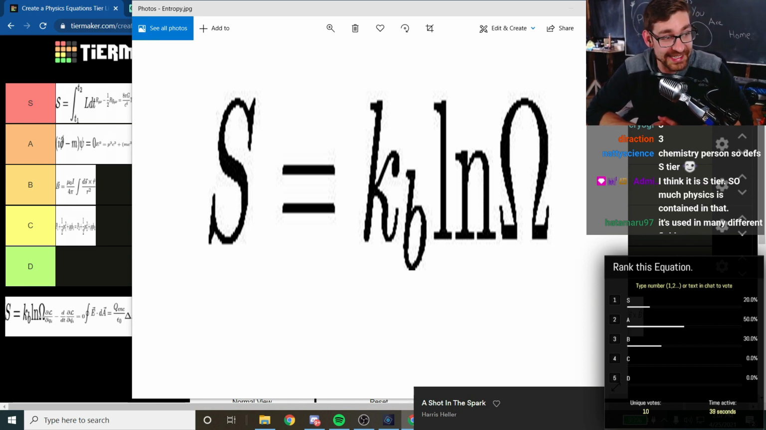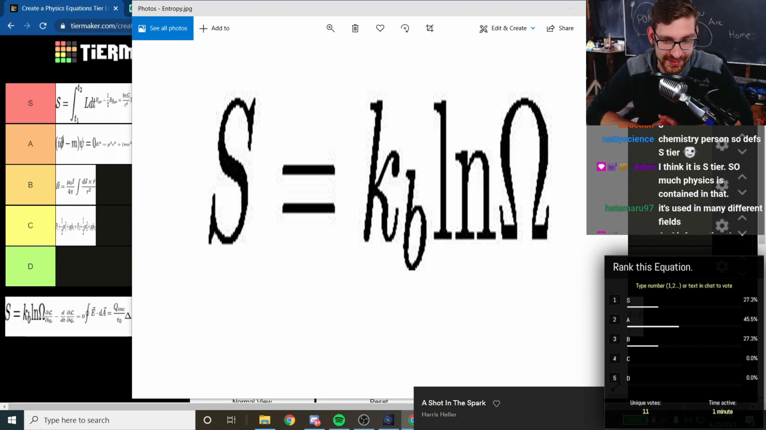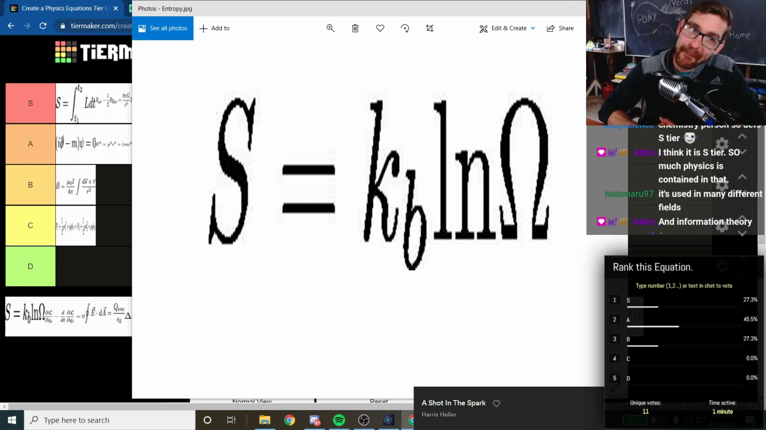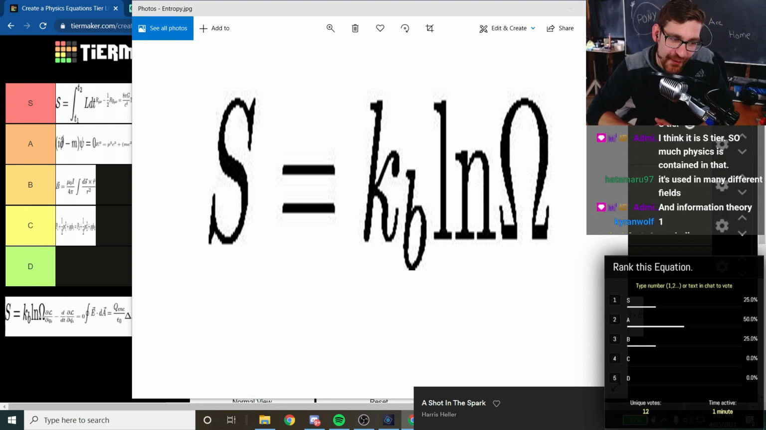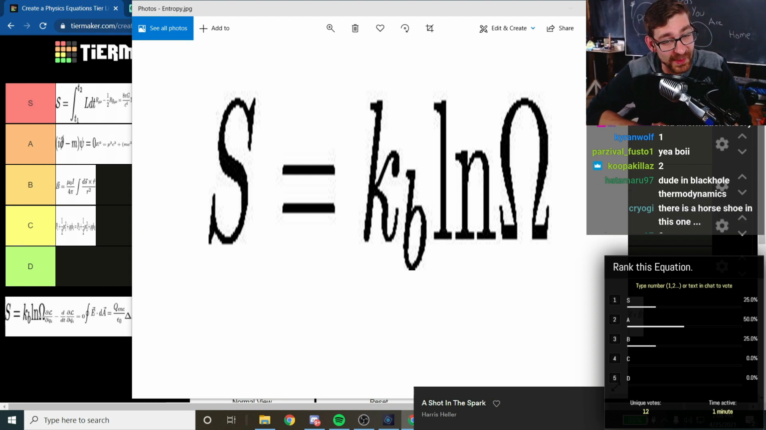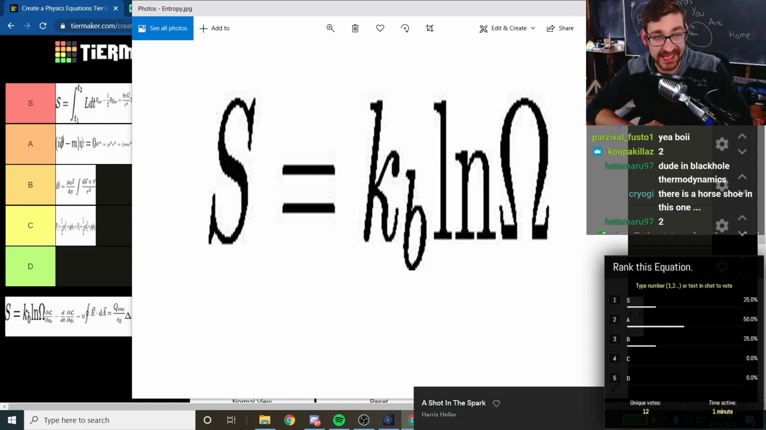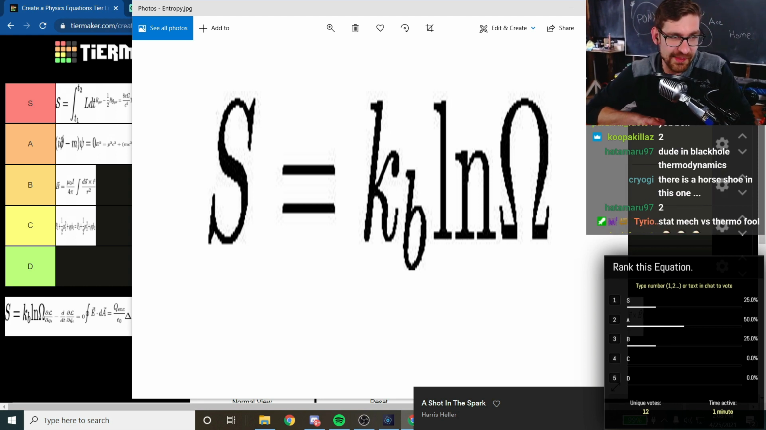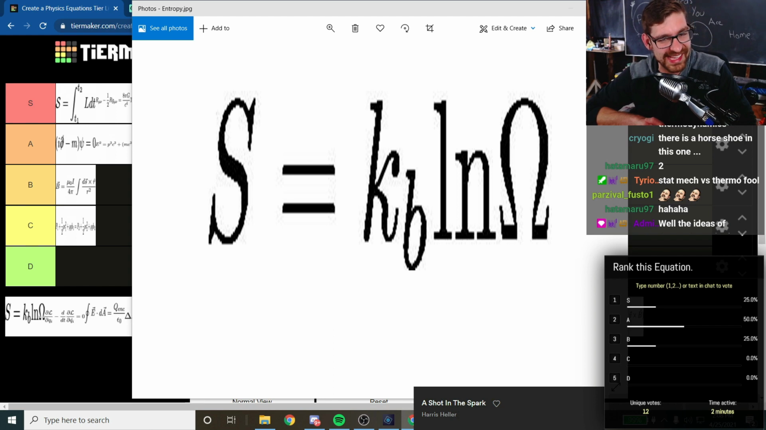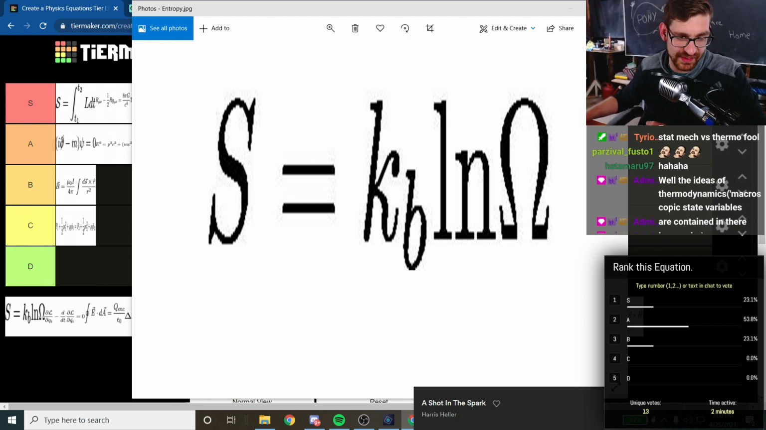Ooh, but I don't want it to be an A. I think that's too high. I think it is an S tier. So much physics contained in that and information theory. Yeah, but like how fundamental is it? Like, ooh, I don't know. Black hole thermodynamics. Good point. Good point. Maybe I'm just a fanboy of talking about entropy as quantum mechanical entropy. Mutual information. Ever heard of it? You know what I mean? Like, and this whole thermodynamic stuff, just, man. All right, I will let chat have this one.